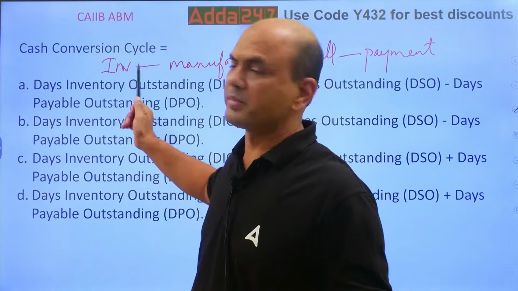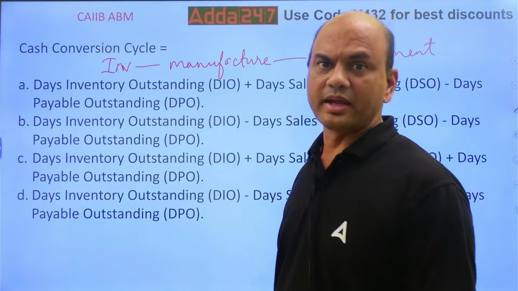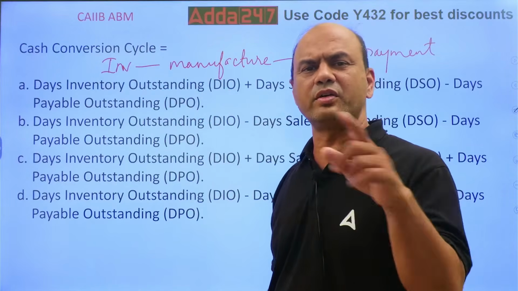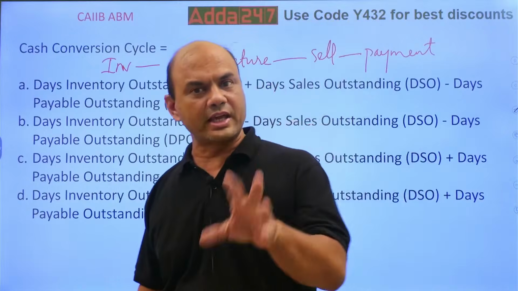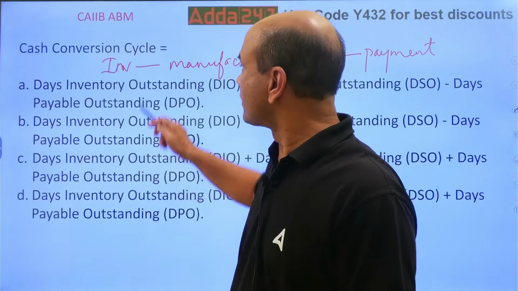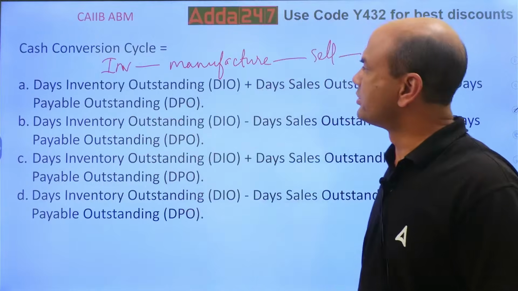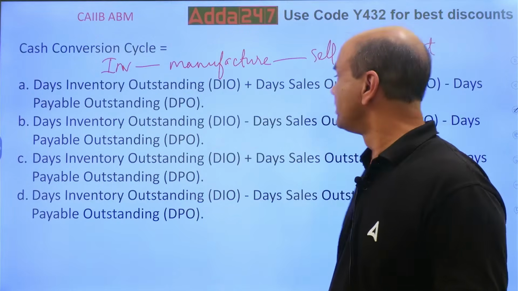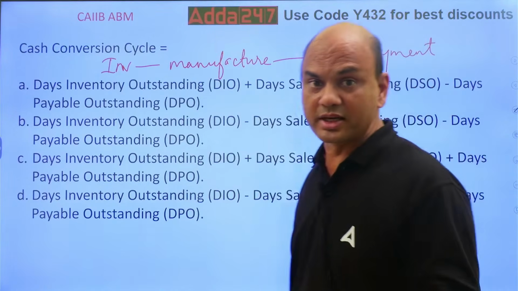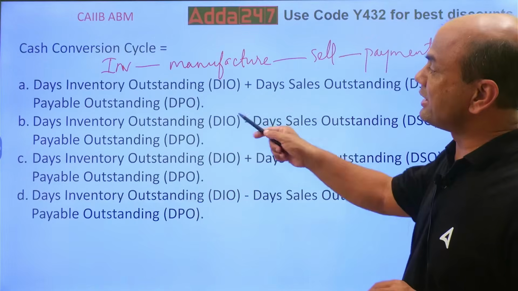The time required for my inventory to get converted into cash. Again, whatever cash I receive, I'll use it for the next inventory, isn't it? It goes on and on, and wherever there is a gap in this, the bank fits in under the CC. So cash conversion cycle equals days inventory outstanding, whatever is my inventory outstanding, plus days sales outstanding, whatever are my sales outstanding. Sales outstanding means debtors, minus days payment outstanding.